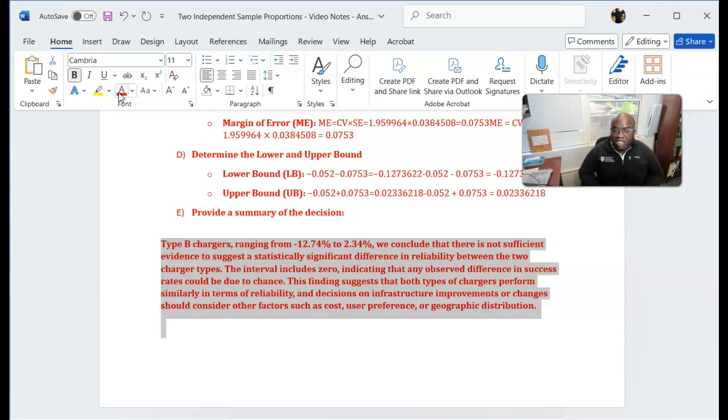This finding suggests that both types of charger perform similarly in terms of reliability, and decisions on infrastructure improvements or changes should consider other factors such as cost, user preference, or geographic distribution.